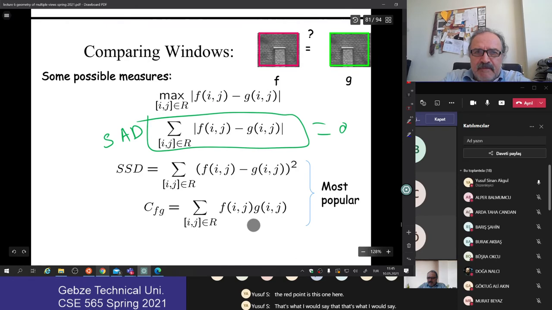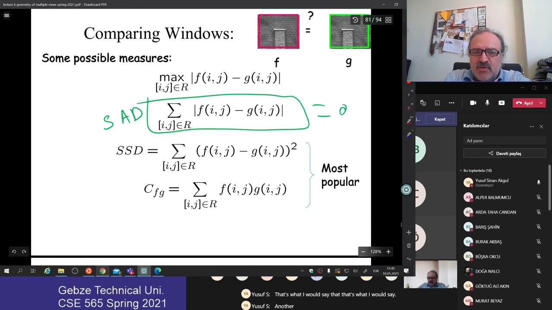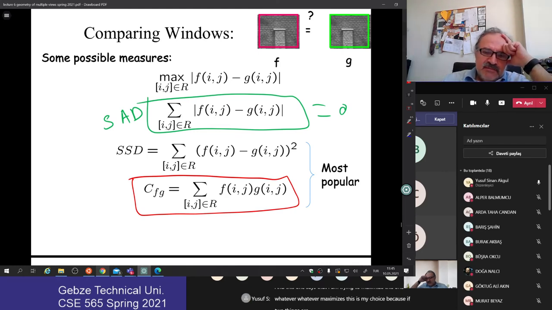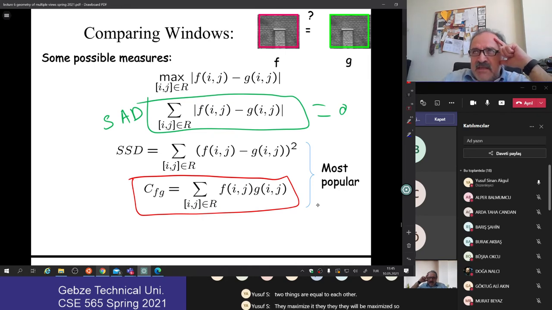Another comparison method they use is cross correlation. It just multiplies all the pixels of these two windows, F and G. And this one says that I am trying to maximize this. Whatever maximizes this is my choice. Because if two things are equal to each other, they will be maximized. So what is the maximum size for a rectangle? What is the relationship between the length and the height of a rectangle for a maximum size?